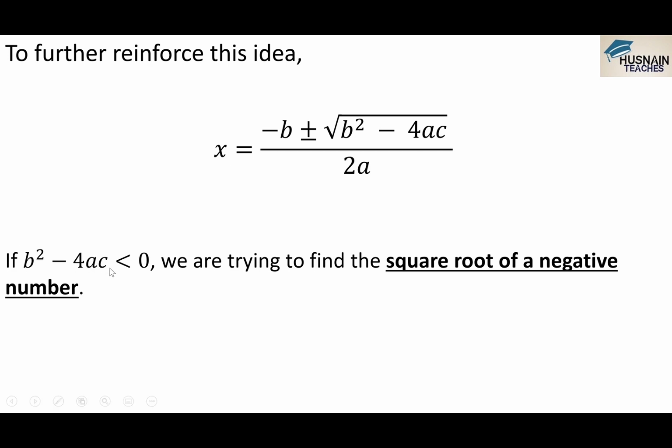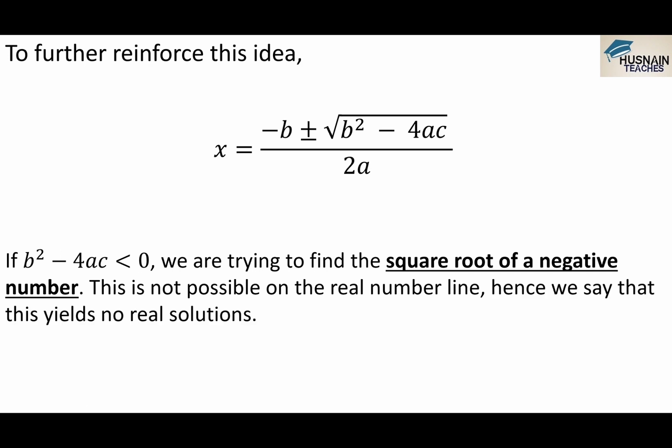If the discriminant is less than 0, we're trying to find the square root of a negative number. This is not possible on the real number line, because you can't square root a negative number. Try it on a calculator, it won't give you a real number. Hence we say that this yields no real solutions. For example, try to solve x squared equals minus 1. Of course you'll run into problems, but if we were allowed to use complex numbers, we'd be okay, but of course we aren't allowed to use complex numbers yet.